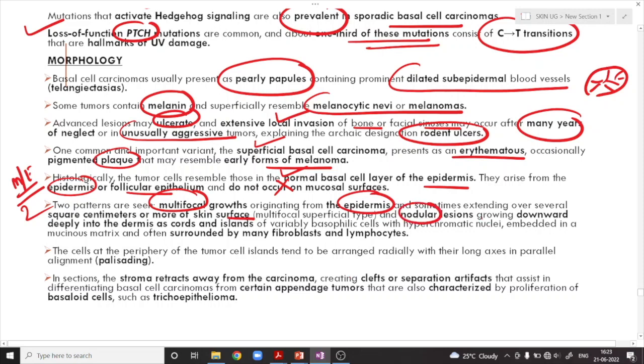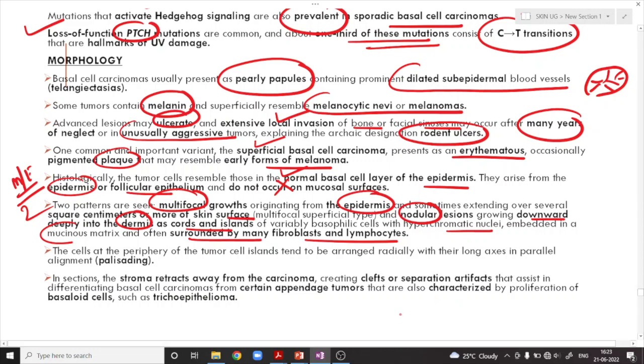And another one is your nodular variety, which is growing downward. So any lesion which is growing downward into the skin will produce a nodular appearance. Okay, so they are growing downward deeply into the dermis as cords and islands of variably basophilic cells with hyperchromatic nucleus embedded in a mucinous matrix and often surrounded by many fibroblasts and lymphocytes. So you are having two types. One is the superficial variety, one is the nodular variety. Nodular variety is characterized by downward extension of the tumor as cords and islands. Okay, and sometimes these cells also contain mucinous matrix, which I will show you.